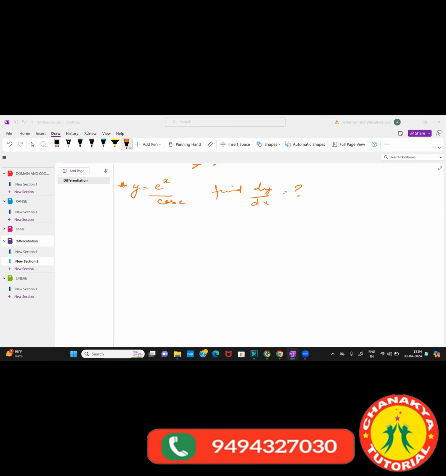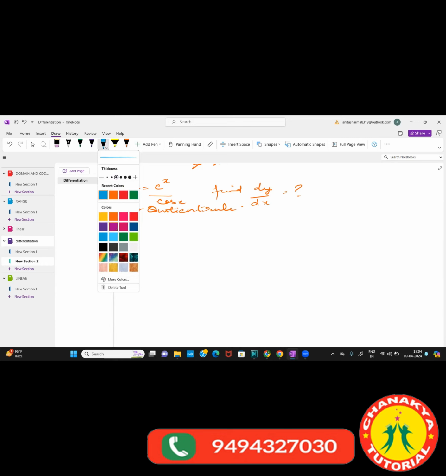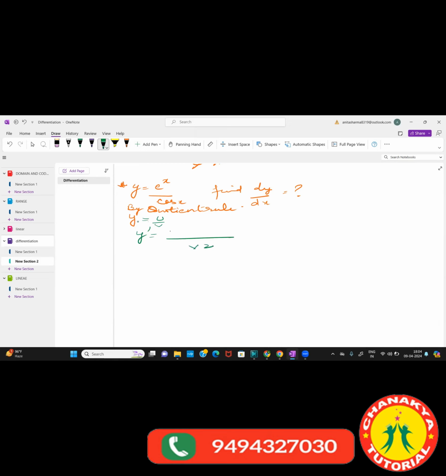See, first of all, write your quotient rule. What is your quotient rule? If the function is given in the form of a fraction, then the differentiation will be v square in the denominator, and in the numerator, v into du upon dx minus u as it is, differentiation of v. So just put the values here.